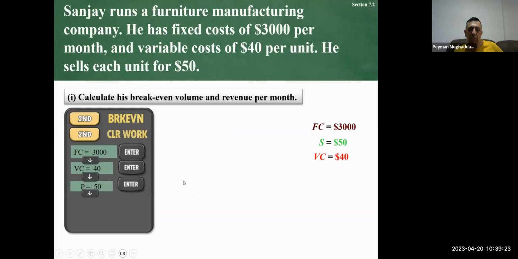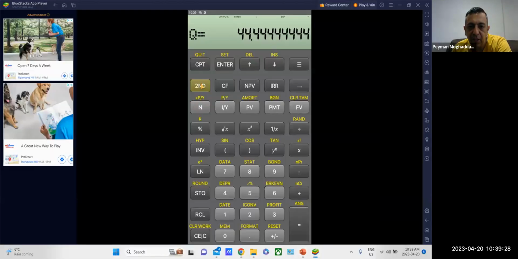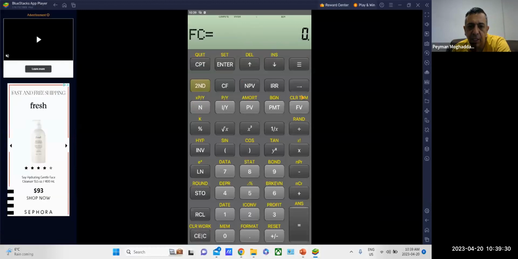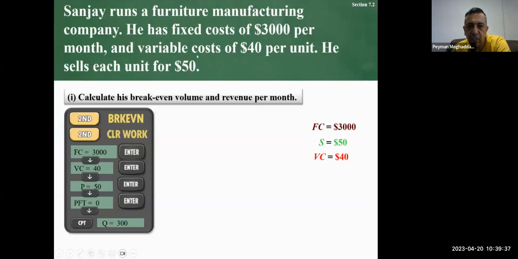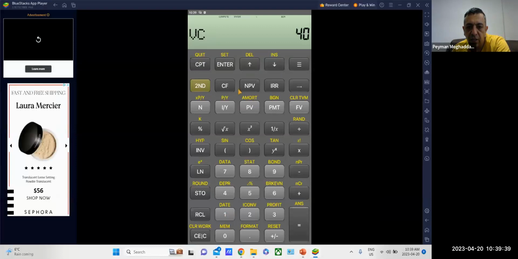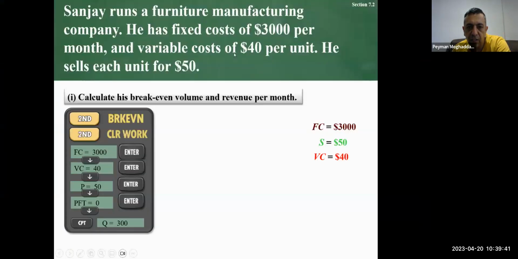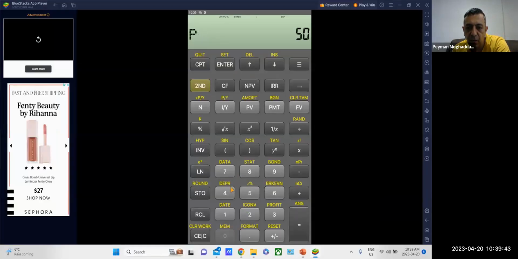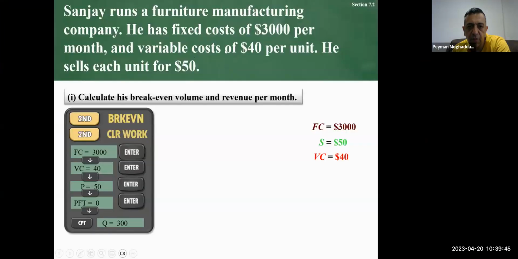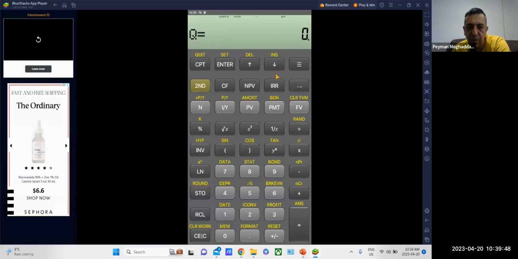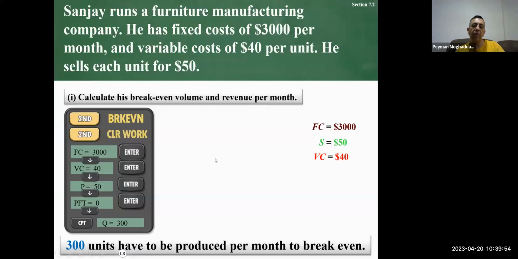Now we can also do it in the calculator, which is even easier, so let's do it together. Fixed cost is $3,000, variable cost is 40, and selling price is 50. Profit is 0 because we want to know the break-even point. CPT on Q is going to give you 300, the number of items sold.